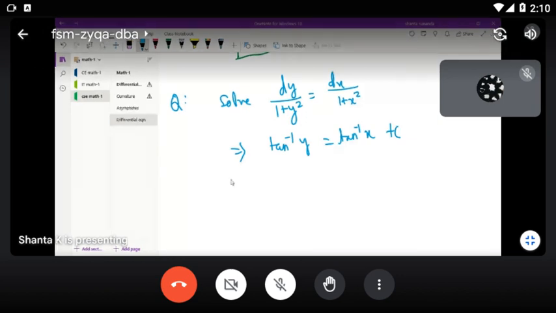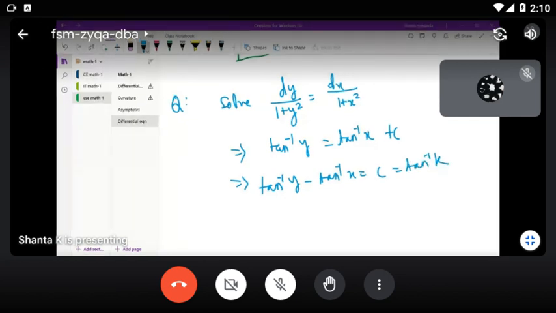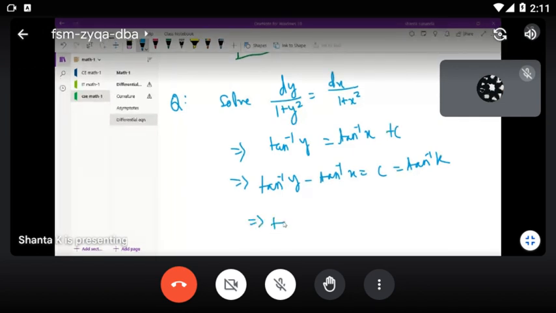So here it will be c, tan inverse y. Reduce it to the algebraic form: this constant you can write as tan inverse k. Now combine this into the tan inverse A minus tan inverse B form. So what will you have here? (y minus x) upon (1 plus xy), equal to tan inverse k.